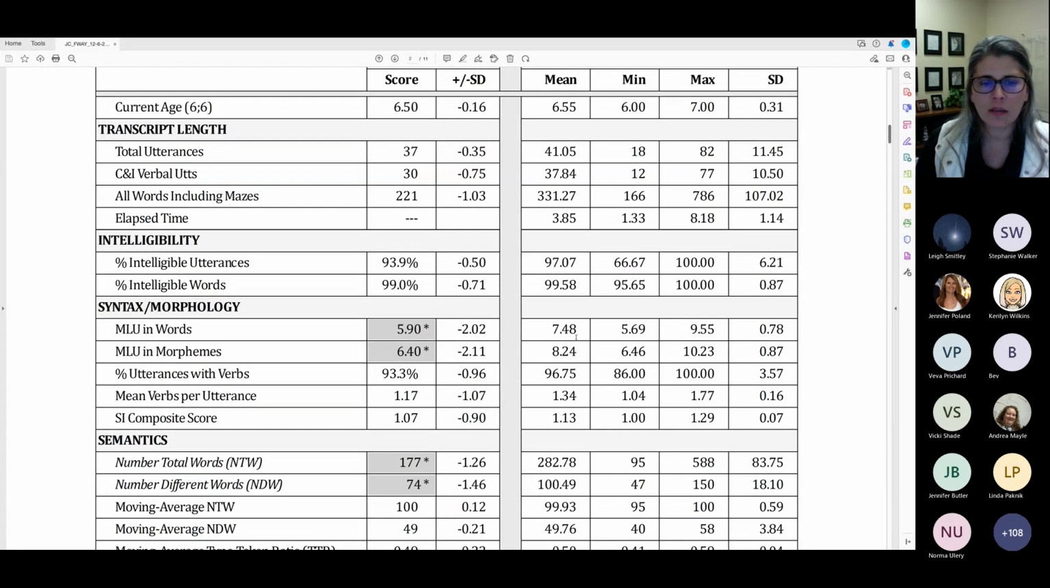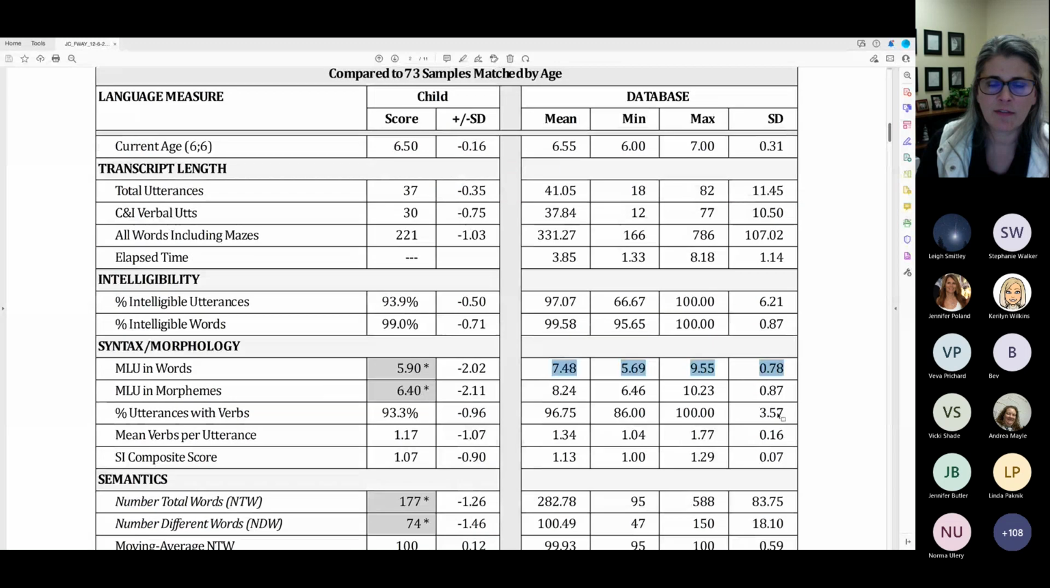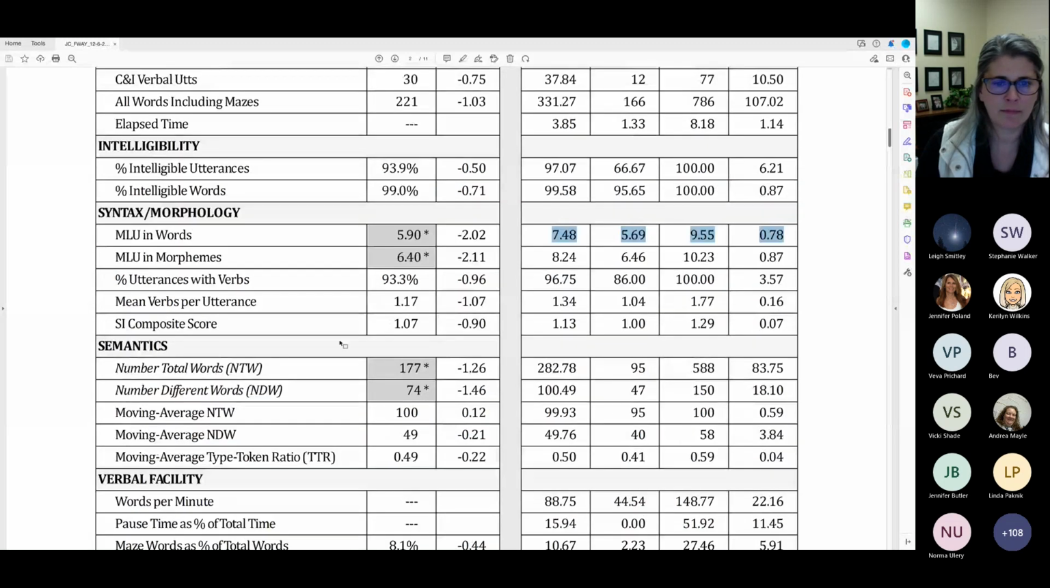Okay, so that's how to read this MLU in words. I'm not going to go into as much detail on the next couple of measures if everybody feels like they understand these database columns. Does anyone have questions about these database columns over here? I don't want to beat a dead horse. I'm not seeing any questions. Okay. Libby, if you see anything, interrupt me, okay?